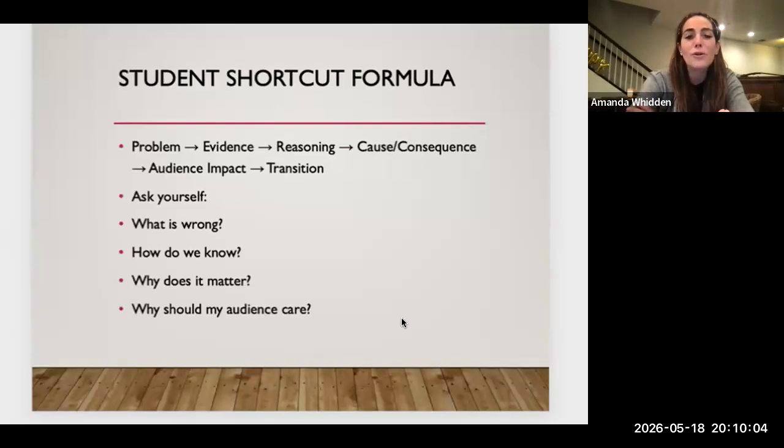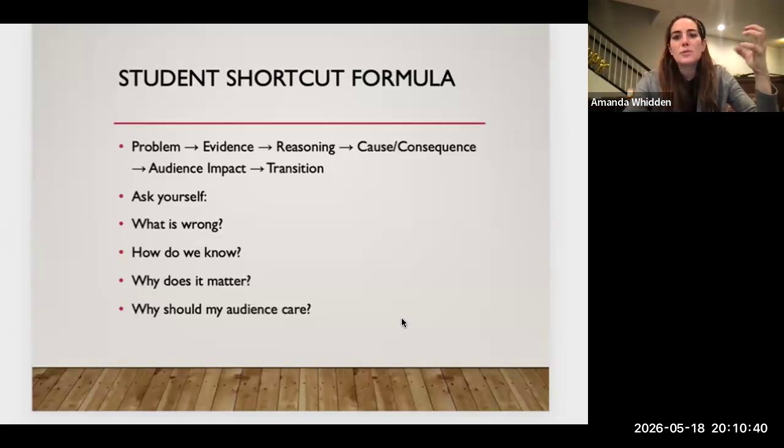So if you feel overwhelmed, return to the shortcut formula. You're going to establish that there's a problem and provide evidence for us to understand that it's a problem. And the reasoning simply shows us how this is not getting any better and we need to do something about it. Then we're going to describe the cause. What caused this in the first place? And in fact, how is that going to impact our audience? If you continue to behave like this, it will continue to go forward. And then we give a transition.